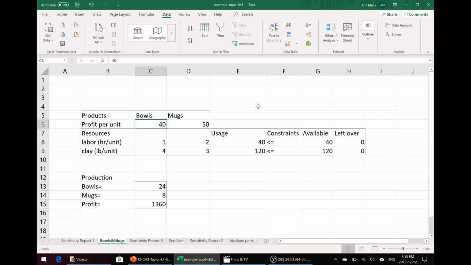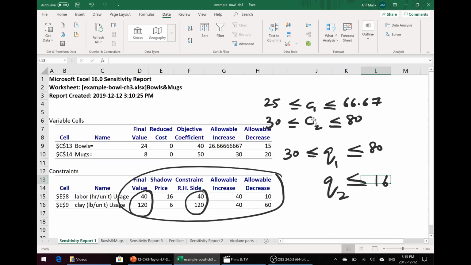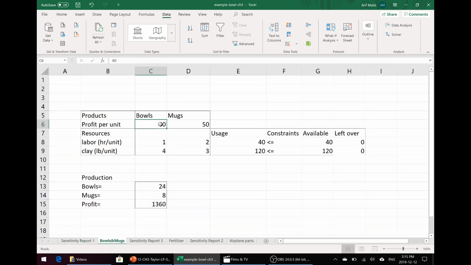Here, for example, we change it to the minimum value. C1 was 25. So if we keep it 26, let's say, the objective coefficient, we should not change the corner point. I will show you that. First we will do that. We make it 26 and we run the solver again.